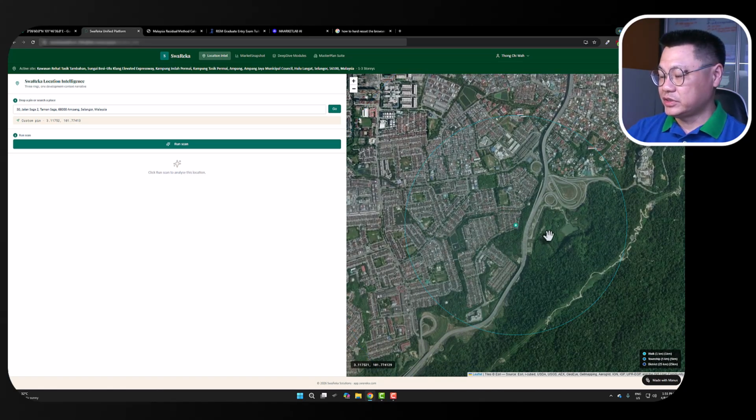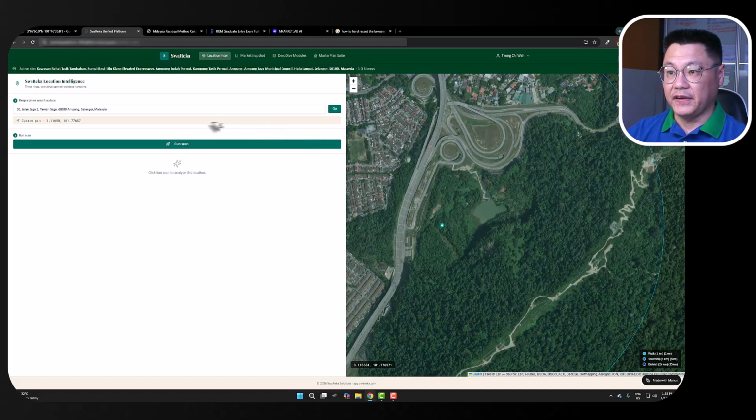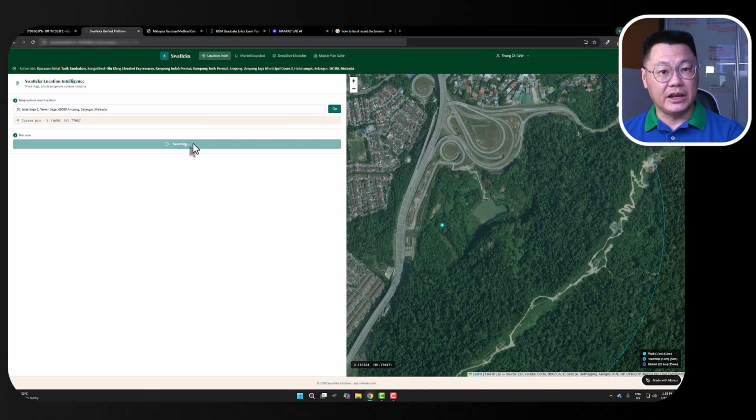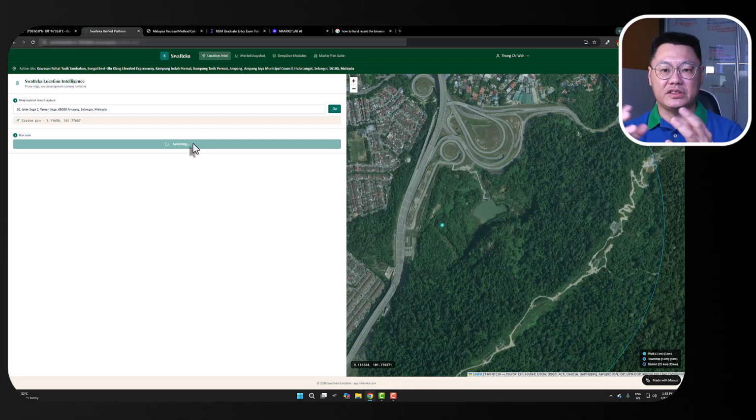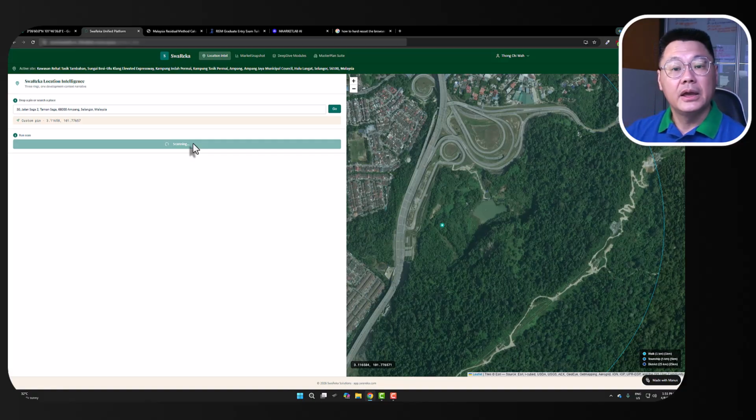And then it goes there. Of course, it's a bit off. We get it right. Okay, here's the piece of land. We can run a scan. The scan is going to run a location intelligence. It just wants to know what are the amenities and the shops and the schools and the hospital around the place. Yeah, give it a moment.